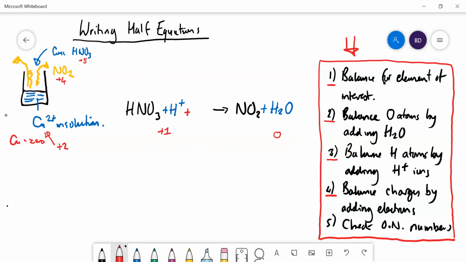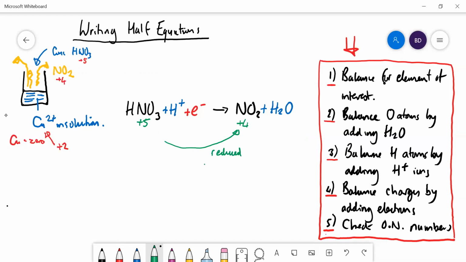Okay, 1 electron there. So everything's balanced now. So that is our complete half equation. All we need to do now is check the oxidation numbers, and this is not an essential step, but just to make sure everything's working okay. Now the oxidation number of nitrogen there is +5, and the oxidation number of nitrogen there is +4. So that means it has been reduced.